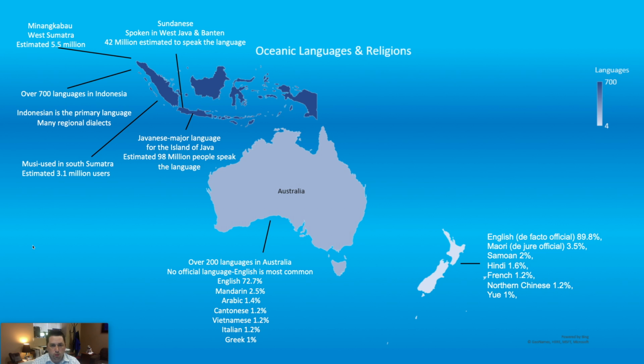Let's dig into the culture of the oceanic region. You can see there are over 700 languages in Indonesia. Indonesian is the primary language, though there are many regional dialects, as you can see, distributed throughout the country there. In Australia and in New Zealand, English is going to be the primary language spoken there. There's no official language in Australia, but English is definitely the most common. New Zealand, the Maori language is the de jure official, but English is the de facto official there.